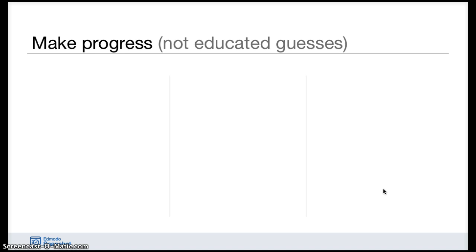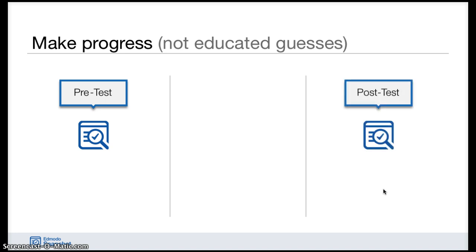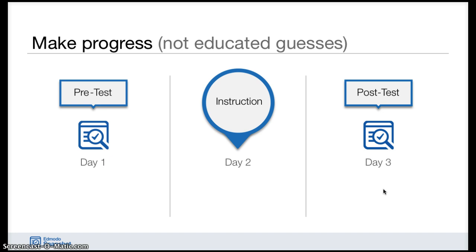There are several ways that Edmodo can be used to show student progress. Obviously, as a pre-test to see what your students know already, a post-test, and then yes, you would certainly have your instruction in between those. Now, teachers can use these in a variety of different ways. For example, a teacher may decide to give a pre-test on one day, instruct on another day, and give the post-test on another day, so it's over several days.